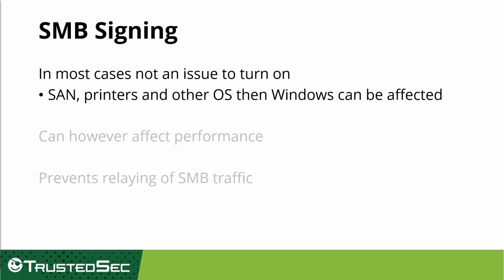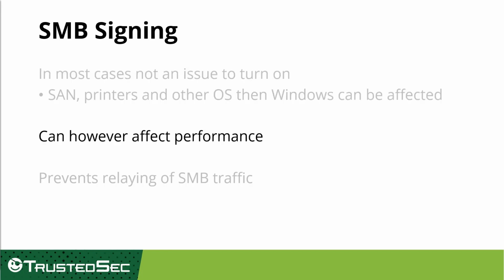Turning on SMB signing is normally not an issue. However, there are cases where you have SANs or printers or some other operating systems that is not Windows that can be affected by turning this on. So my recommendation is to always test it out in your own environment and try to verify all other equipment than a Windows operating system to make sure that it works with SMB signing turned on.